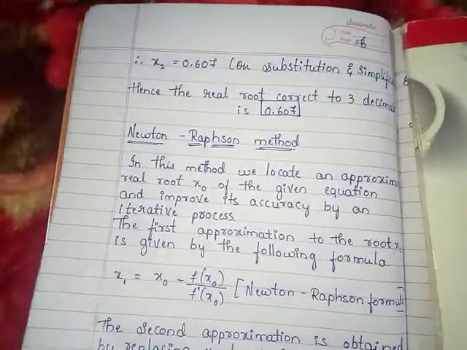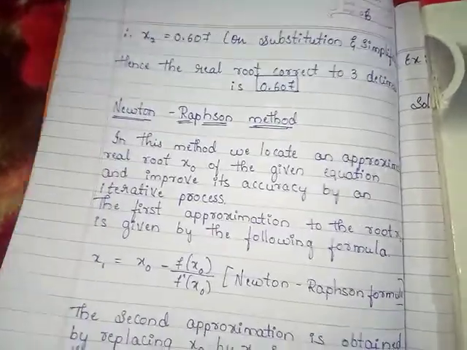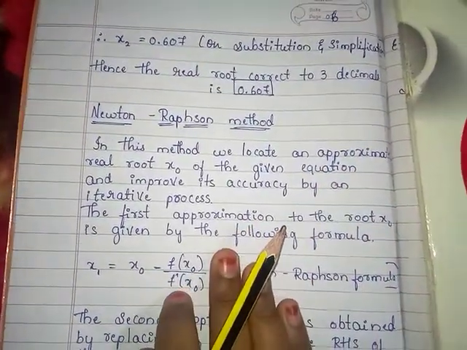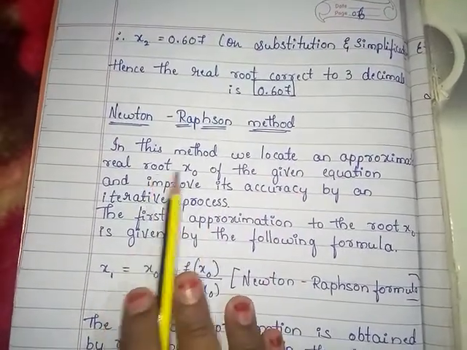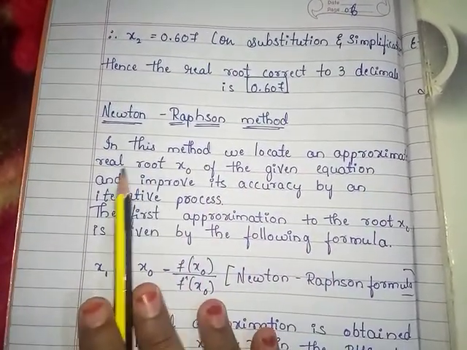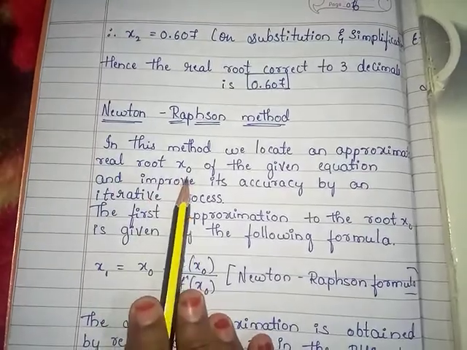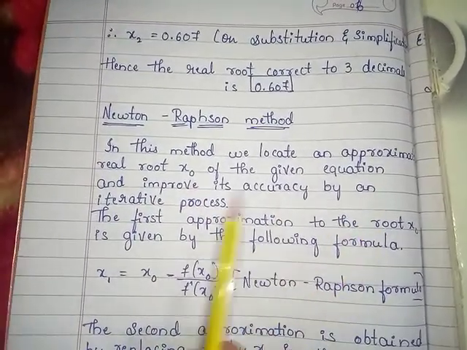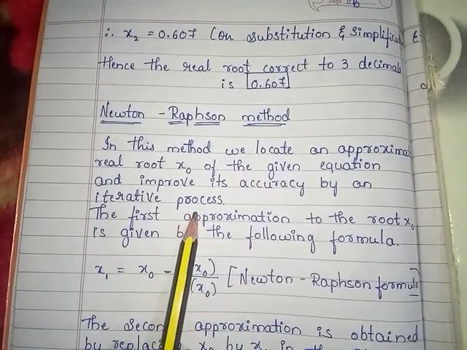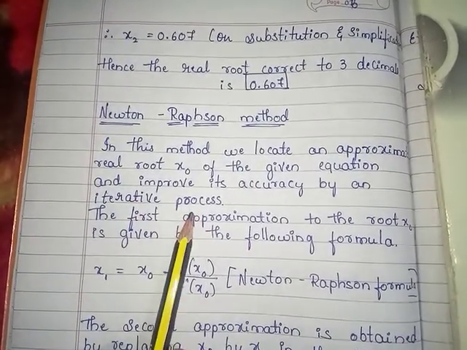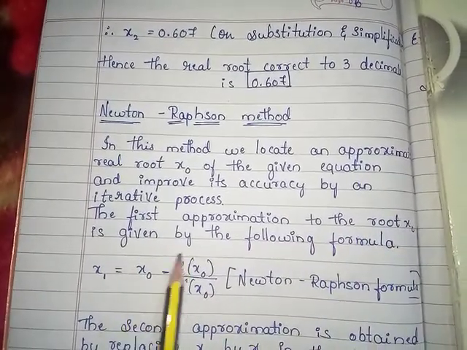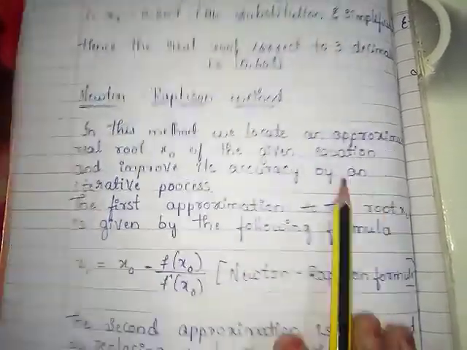Next method is the Newton-Raphson method. We know that this is also an iterative method. See here, in this method we locate an approximate real root x0 of a given equation and improve its accuracy by an iterative process. We already know the meaning of an iterative process. The first approximation to the root x0 is given by the following formula.